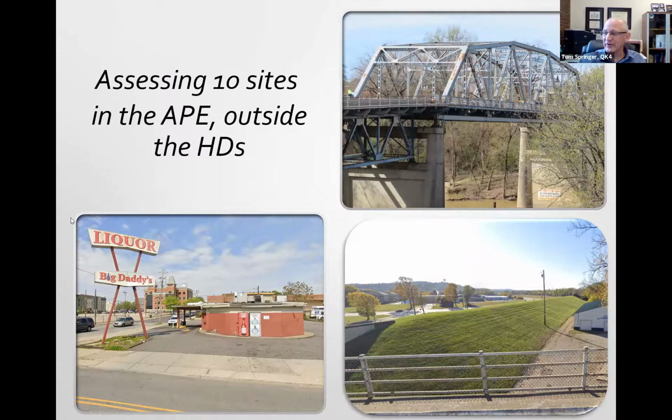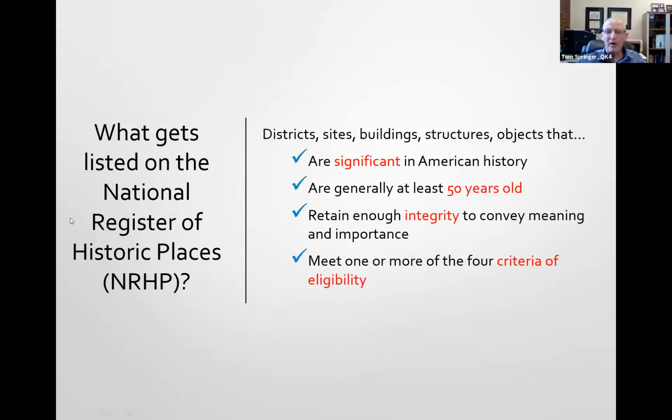So a question we often get is what gets listed in the National Register of Historic Places? Those are districts, sites, buildings, structures and objects that have to be significant to American history. They have to be at least 50 years old to be considered, and they need to retain integrity. If it's a structure, it still has to be a sound structure, for example, and it meets one or more of the four criteria for eligibility.